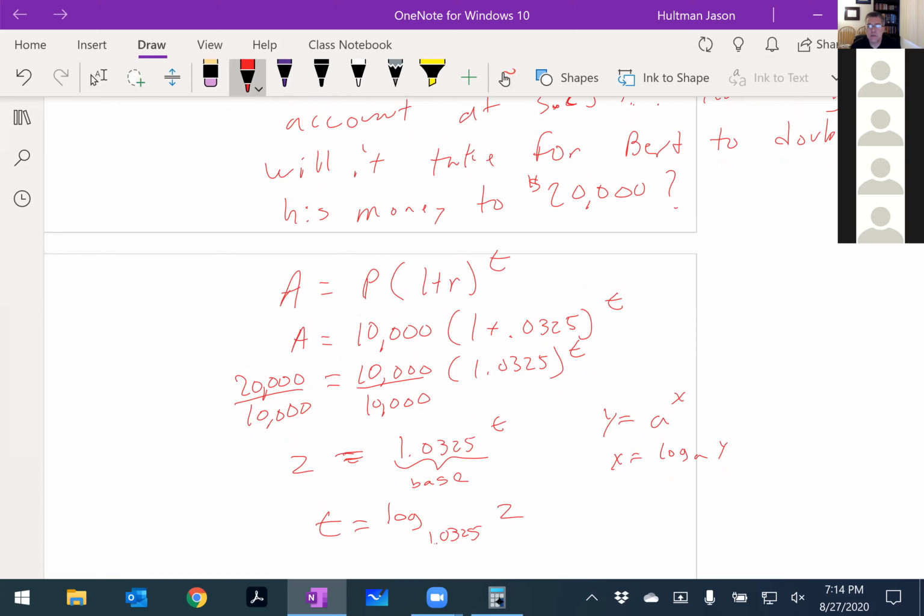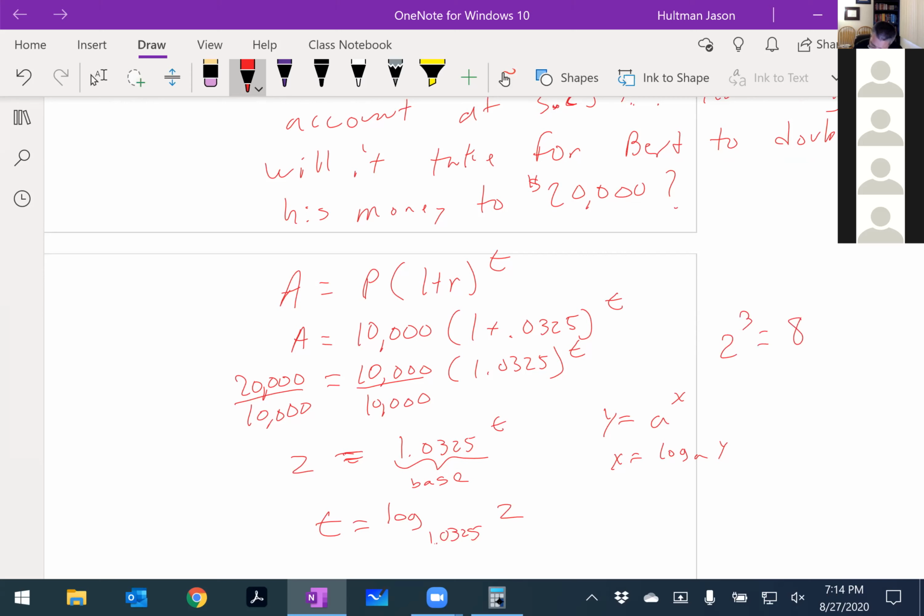Does that make sense? Okay, I rearranged to put it in logarithmic form. It went from exponential form into logarithmic form. Okay, solving for what? Maybe it's a little easier if we do this.